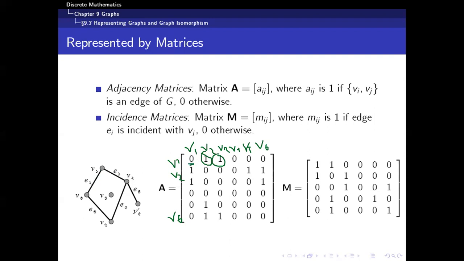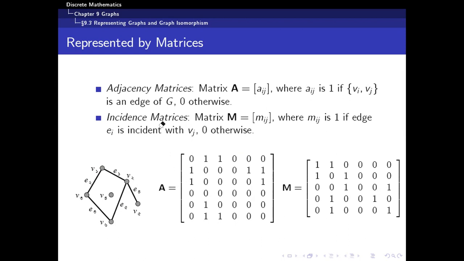Similarly, is there any edge V5, V3? This is V5 and V3, or V5, V6. Is there any line here? No, sir. No line. So you can find that V5 with V3 is 0, and V5 with V6 is also 0. So this is the adjacency matrix, where we need to mention the edges.